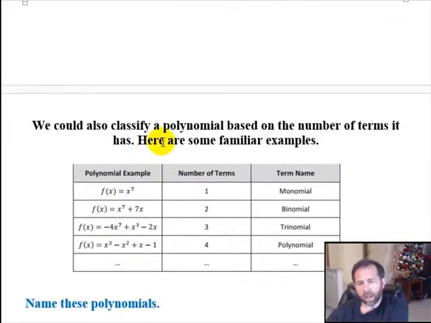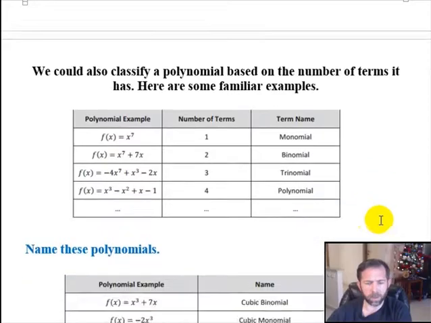You can also name or classify polynomials based on just the number of terms. So this is a monomial, 1 term; 2 terms, binomial; 3 terms, trinomial. And again, after trinomial, we just say polynomial. So anything after 3, you just say is a polynomial, though really you could say all of these are polynomials.